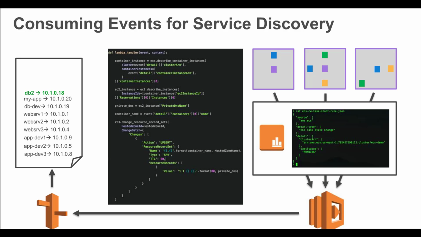On Route 53, what we have is a logical way of referencing the physical container, which is DB2, 10.1.0.18 in this case. And similarly, as containers keep coming up, I can keep an updated copy of my service discovery registry. And even if a container comes down, then I could remove it from the service registry to make sure other containers can find each other and keep my service highly available, fault tolerant and scalable.